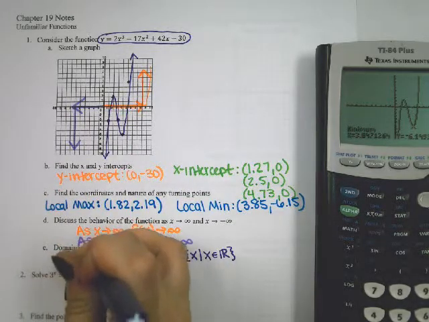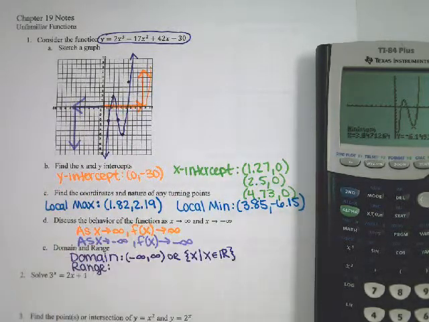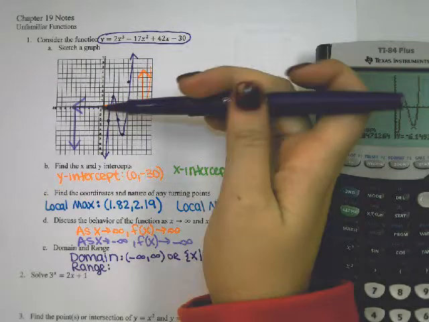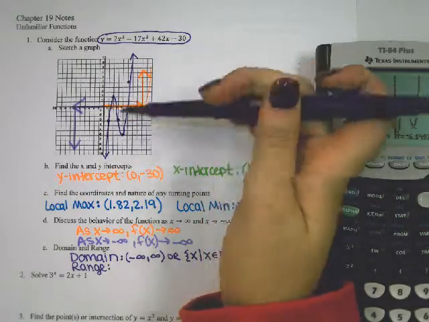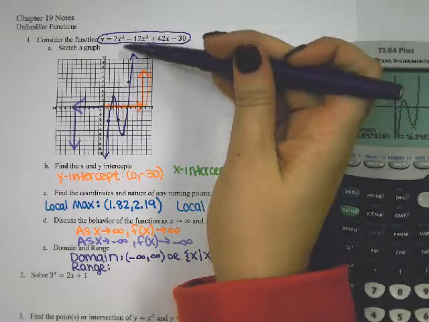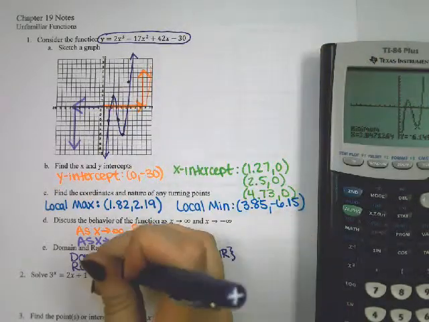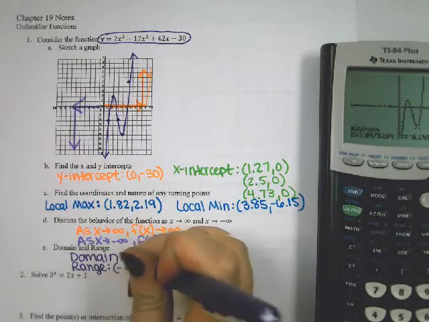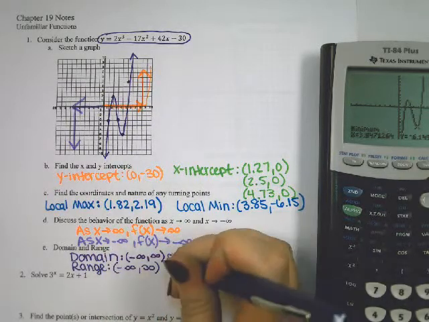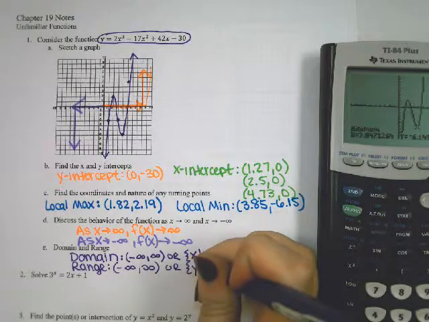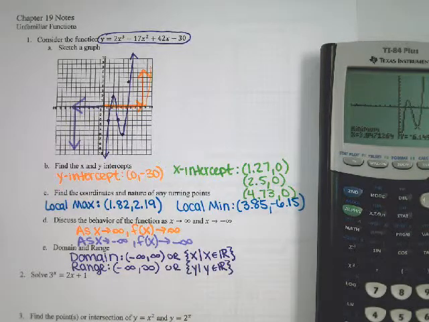For our range, this is our list of all outputs. So this is how low does the function go and how high does it go. So I've got an arrow pointing down and I have an arrow pointing up. So this means it goes all the way down and all the way up. So we have the same answer. Negative infinity to infinity, or all y such that y is a real number. There are no restrictions for this function. Our domain and range are both negative infinity to infinity.